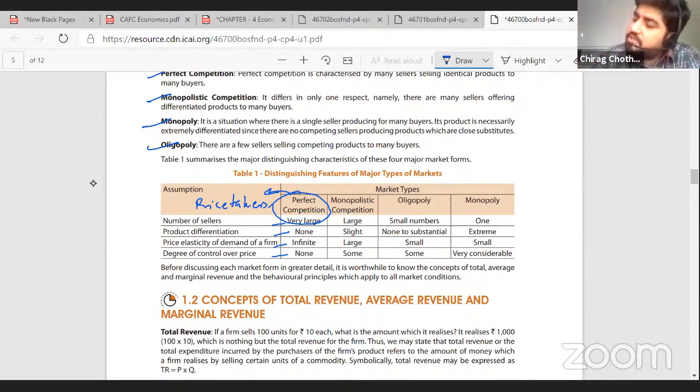In monopolistic competition, the number of sellers is again large, product differentiation is there, price elasticity is large, and degree of control is only some. In an oligopoly market, there are some number of sellers, less than 10. Product differentiation is almost similar, price elasticity will be very less, and degree of control over price is hardly any, so some. In monopoly, the number of sellers is only one, product differentiation can be extreme, you can sell the product as you want. Price elasticity is less, and degree of control over price is very substantial, very considerable. So I hope you are very clear on this.